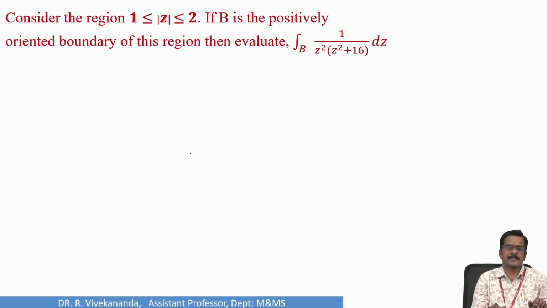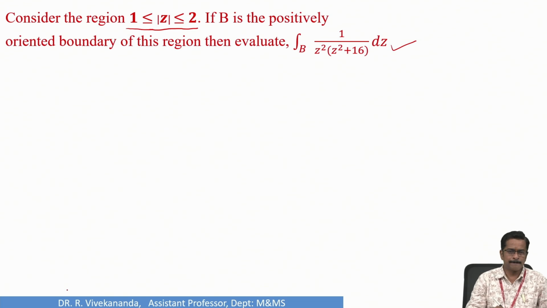Okay. Next, consider the region 1 less than or equal to mod z less than or equal to 2. If B is the positively oriented boundary of this region, then evaluate the integration over B of 1 by z square into z square plus 16 dz. Evaluate this integration in this region.